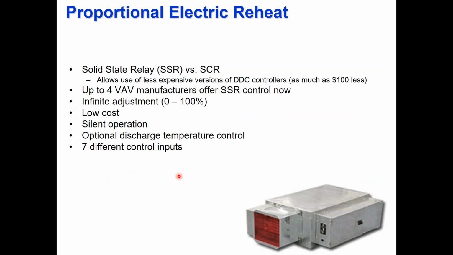You can also get modulating heat. Depending on the manufacturer, you might get an SCR control, which is a variable capacity control, or an SSR control, which is also another type of variable capacity control. SCR has been around longer, but the SSR stands for solid state relay. It's probably 15 years at this point that we've had that on VAV boxes, so it's pretty well established.